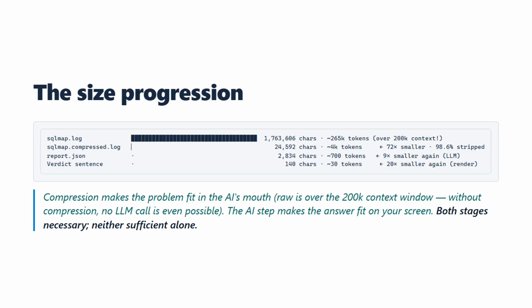Here's the bit worth pausing on, though. The compressed log is still big by a human's standards. 24,000 characters is roughly 8 printed pages. A human triaging it for 6 interleaved findings would spend 15 to 20 minutes. The compression step alone doesn't solve the problem. It just makes the problem fit in the AI's mouth. The AI step is what turns still big into 16 lines you can act on. Neither stage is sufficient alone.